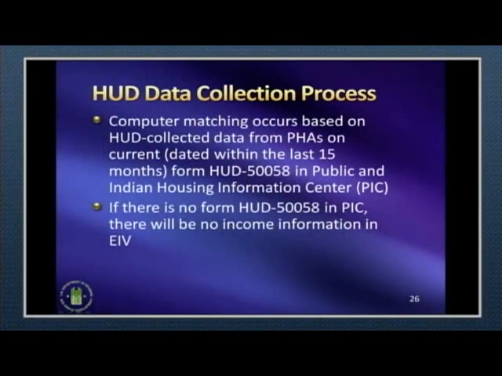Okay, now let's talk about the HUD data collection process. This is the process in which EIV obtains information. And basically, the computer matching process occurs based on data that is successfully submitted to PIC and reflected on the 50058. And that 50058 must be dated within the last 15 months. So if you've got a 50058 in there that's 16 months, 20 months, 30 months old, we are not going to pull any data off of that 50058, because the notion is that if your 50058 is outdated, there's a good possibility that you do not have a consent form or a valid consent form in that tenant family file.